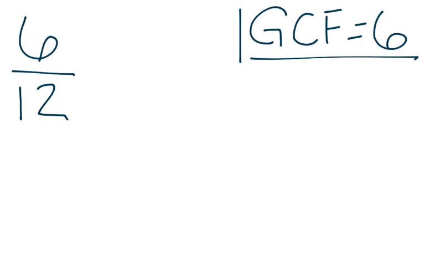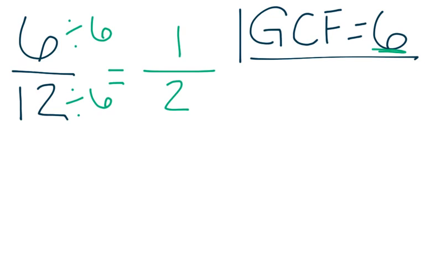So the next thing I can do is I'm actually going to take the GCF and I'm going to divide both the numerator and the denominator by this. So I'm going to do 6 divided by 6, and then I'm going to do 12 divided by 6. Okay, so 6 divided by 6 I get 1, and then if I do 12 divided by 6 I get 2, because 2 times 6 equals 12. So if I wanted to simplify 6/12 and put it in its simplest form, my answer would be 1/2. That is as small as this fraction can go. So now I have simplified 6/12.